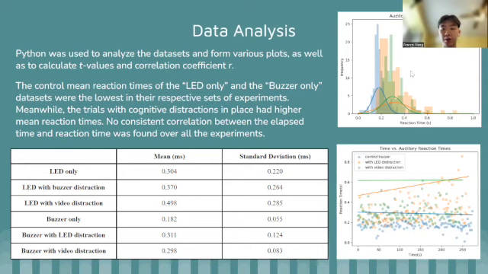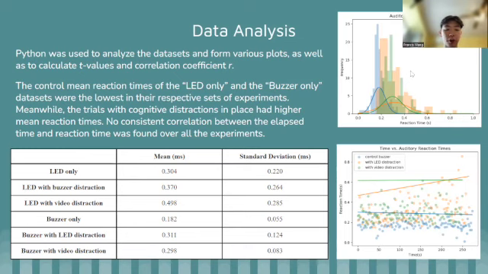As we can see on the table and on the graph on the upper right corner, the control mean reaction times of the LED only and the buzzer only datasets were the lowest in their respective sets of experiments. Meanwhile, the trials with cognitive distractions in place had higher mean reaction times. It can be easily seen from the table that they all had a reasonable margin of error, and the median continued to increase with distraction, either buzzer or video.